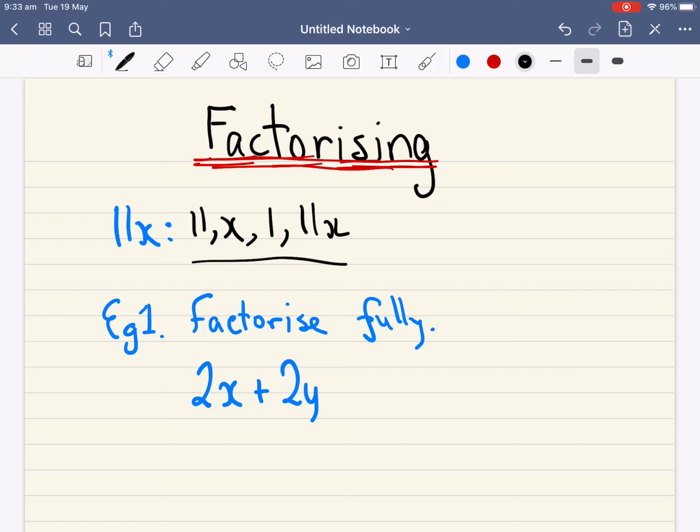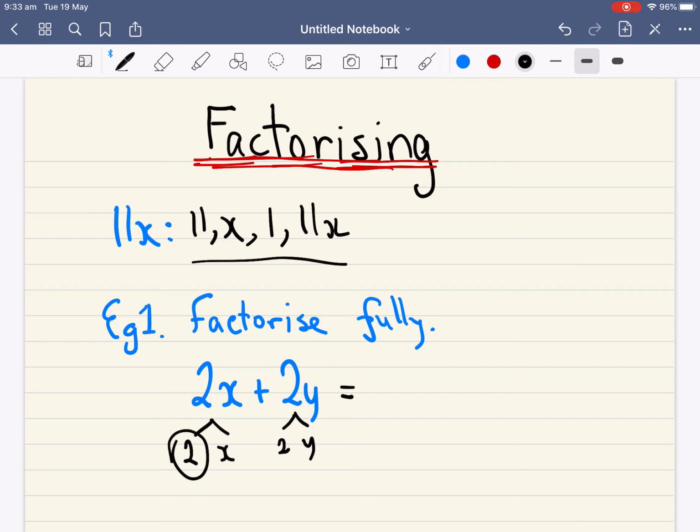Well, we can still do it. All we need to do is look for common factors. So if you look at the first term, 2x, you see we've got factors of 2 and x, right? And if you look at the second term, 2y, you have factors of 2 and y. Is there a common factor? Common means it's in both. Is there a factor that belongs to both of them? And of course, the answer is yes.